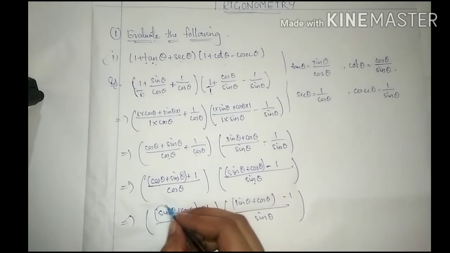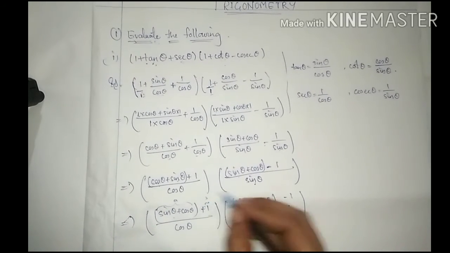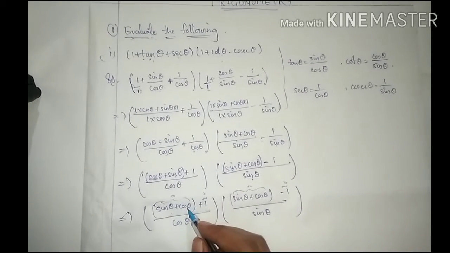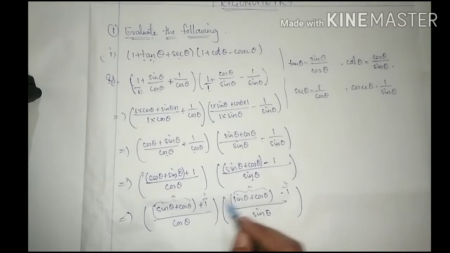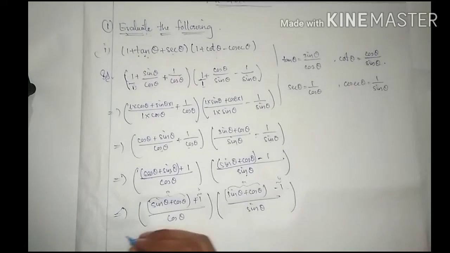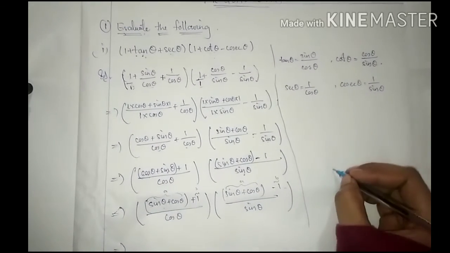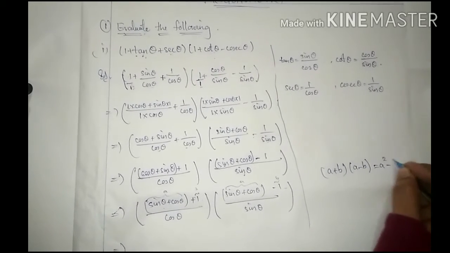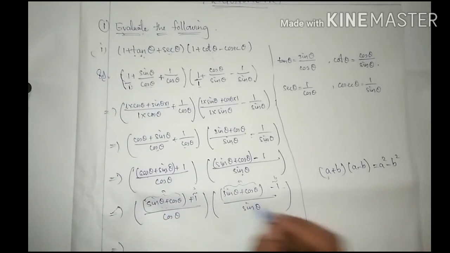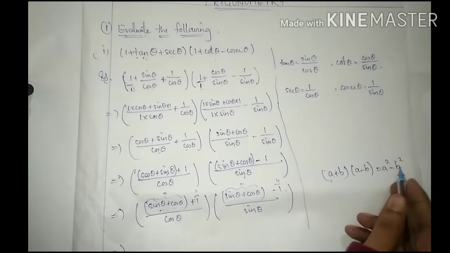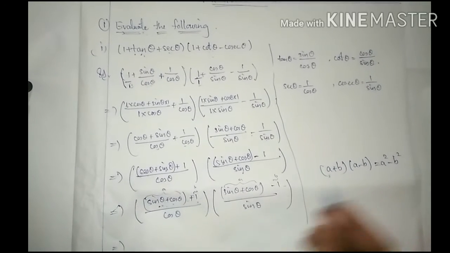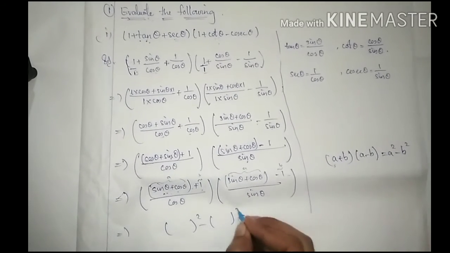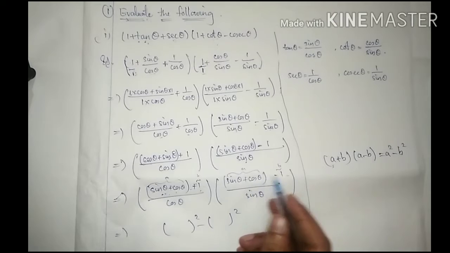Here you can take this one as A, this one as B. Do you remember the formula? Which formula are we going to use? We are going to use A plus B into A minus B. The formula is, I am writing it over here, A plus B into A minus B equals A square minus B square. In place of A we are having sin theta plus cos theta, in place of B we are having 1. So A square minus B square we can write as A plus B into A minus B.